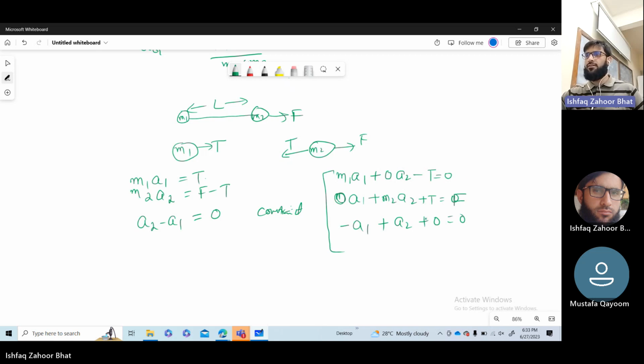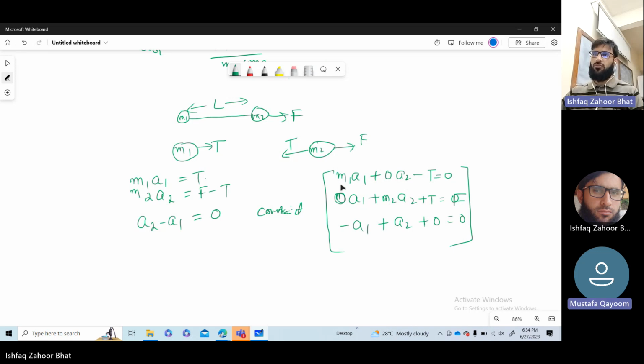Is this clear? What I have done? Yes, sir. You have shifted all the T and F to the left side. Yeah. I have written these equations like this. M1 A1 plus 0 times A2 minus T equal to 0. 0 times A1 plus M. So in each equation, I have treated three variables: A1, A2, and T.